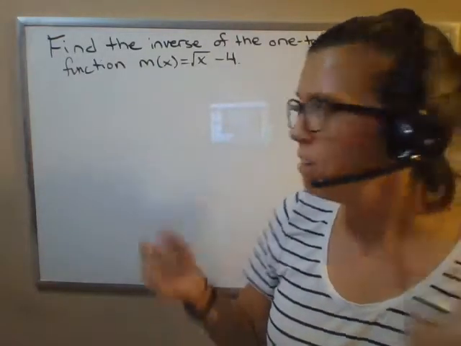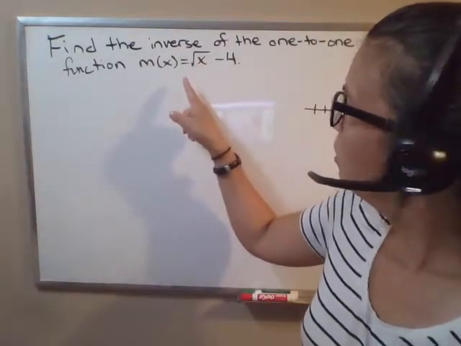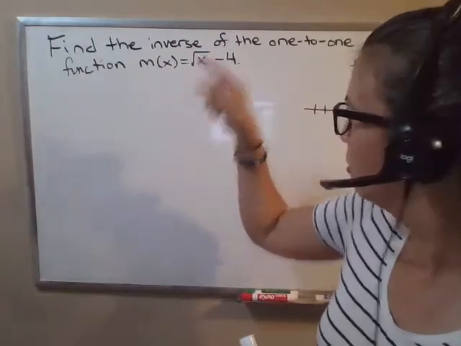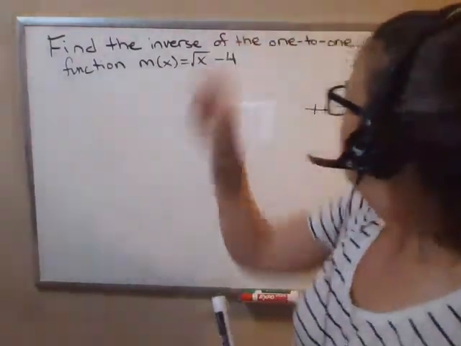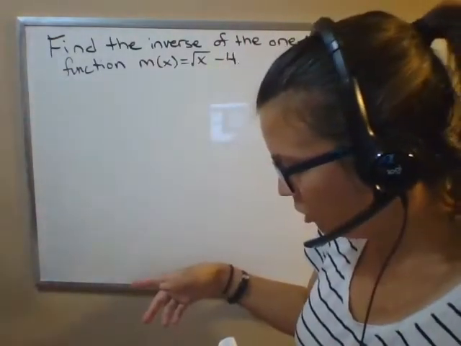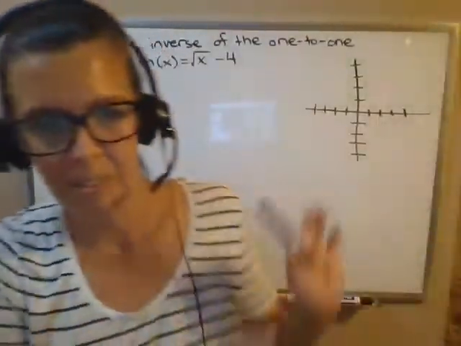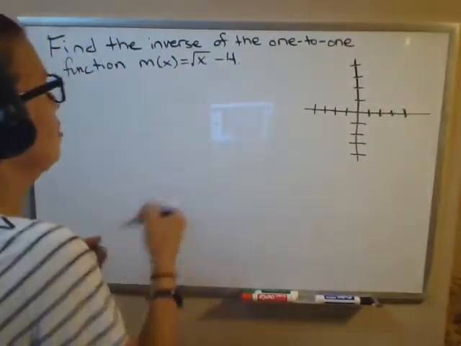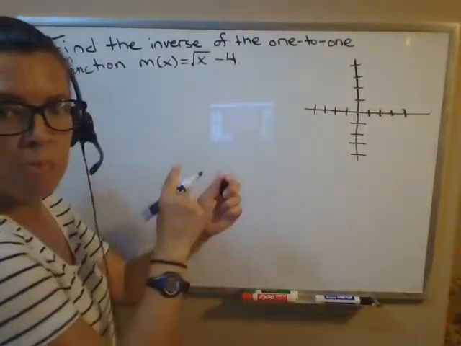In this example, you're asked to find the inverse of the one-to-one function m of x equals the square root of x minus 4. So first thing, just to find the inverse of a function, I think we'll ignore the graph here for a minute. To find the inverse of a function, you start by swapping x and y.